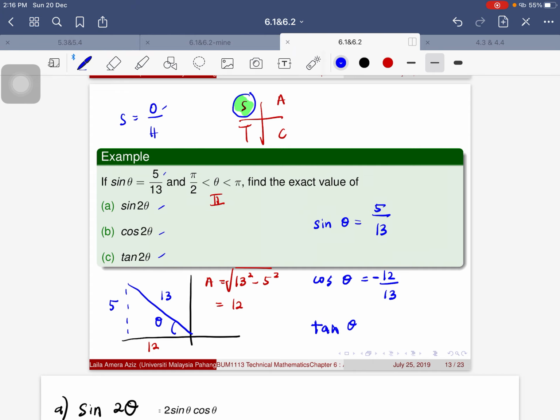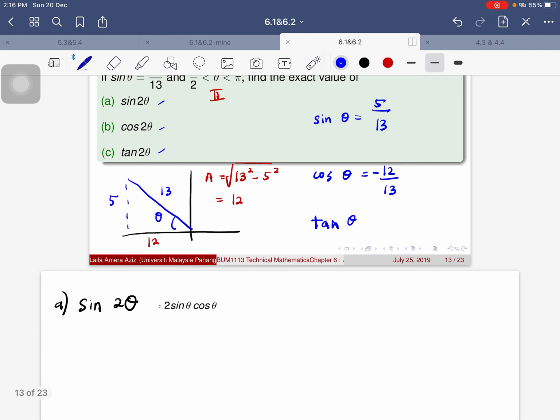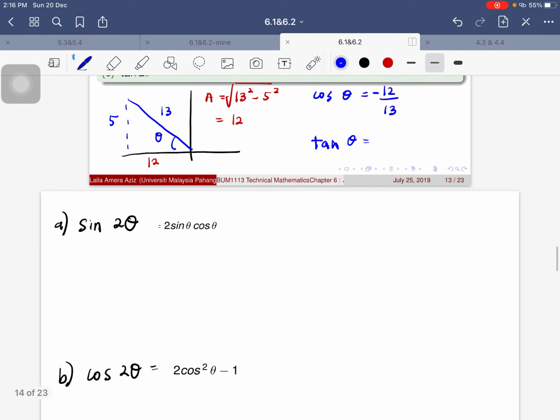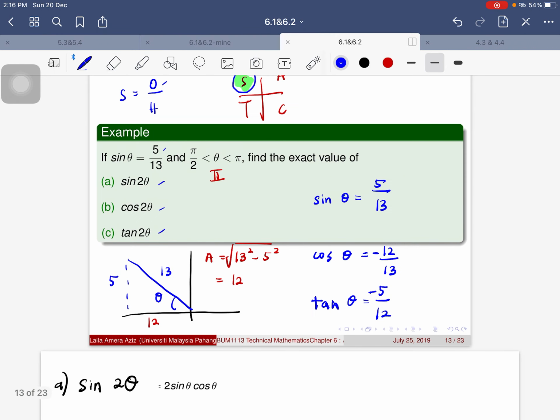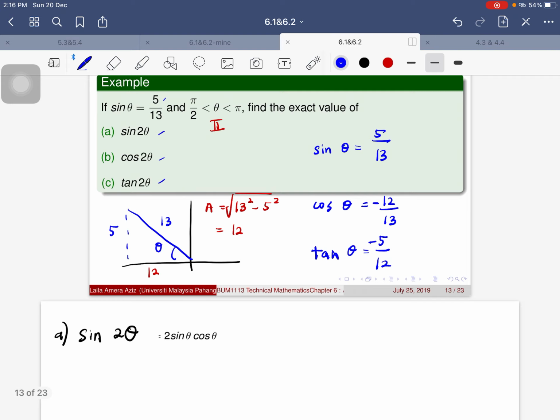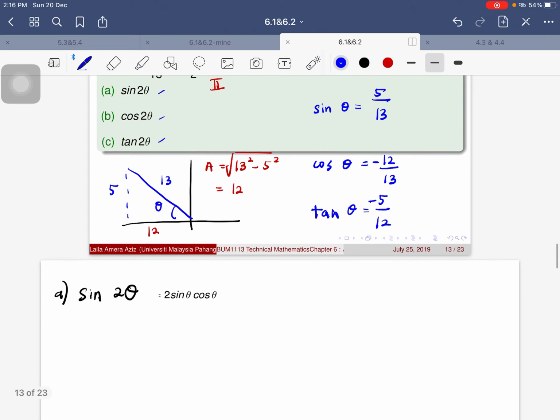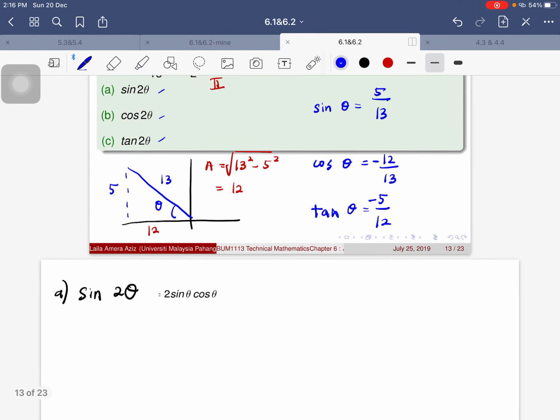And then we also have the last trigonometric property, which is tangent of theta. According to the rule, tangent of theta is TOA, opposite over adjacent. Opposite is 5 and adjacent is 12. Of course, it's going to be negative 5/12, because tangent is only positive in the third quadrant, but we are now in the second, so it's going to be negative. All right, so now using all this information, I'm going to find sine 2 theta, cos 2 theta, and also tangent 2 theta.